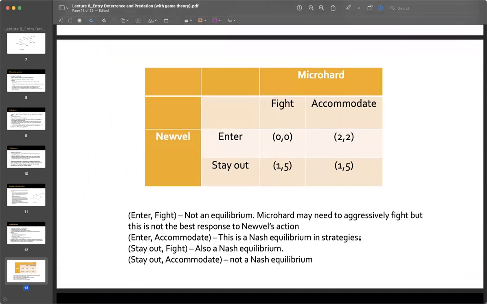Okay, so this is the normal representation of this entry model. Remember, Nouvel is the entrant. He wants to decide whether he wants to enter or not. And MicroHard will want to decide what will happen, depending on entry or staying out, fight or accommodate.